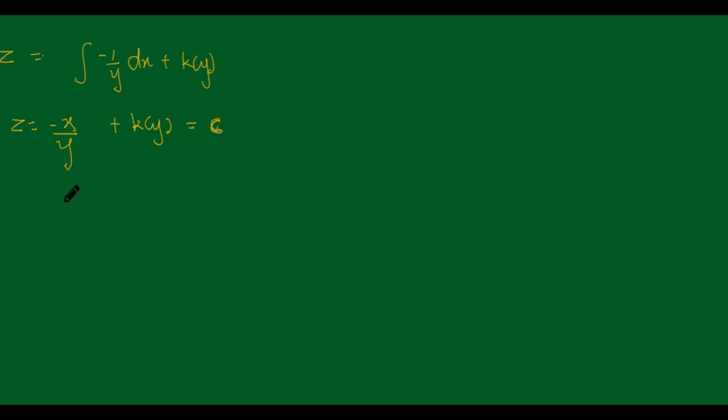So recall that our n is the same thing as the partial derivative dz/dy. So we can easily evaluate the partial derivative of z with respect to y. So this becomes minus into brackets x divided by y squared, plus dk/dy.